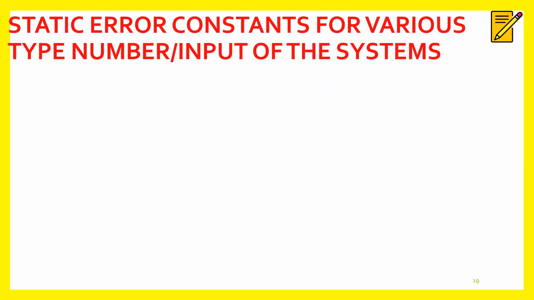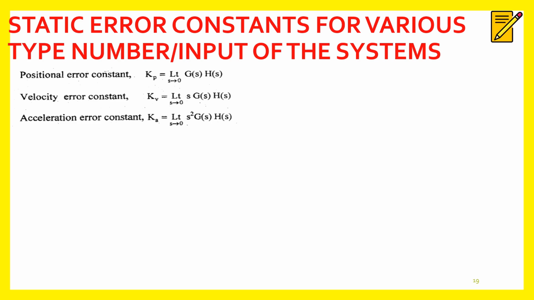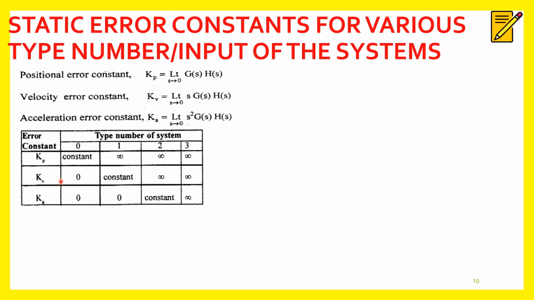Static error constants. There are three types of static error constants. They are called positional error constant, velocity error constant, and acceleration error constant. So Kp is limit s tends to 0, G of s into H of s. As velocity is the next order derivative, Kv is s into G of s H of s, and for acceleration, Ka is s square into G of s H of s. And then we know that when type increases, the error constant increases.